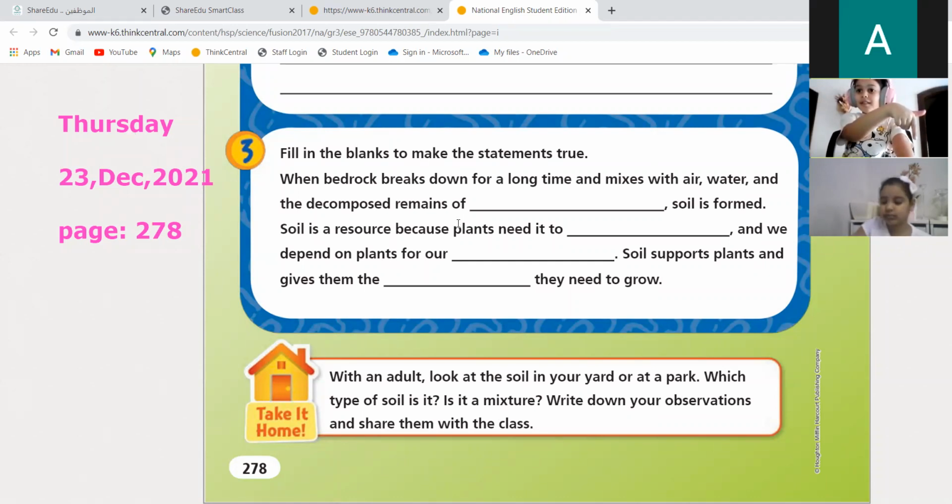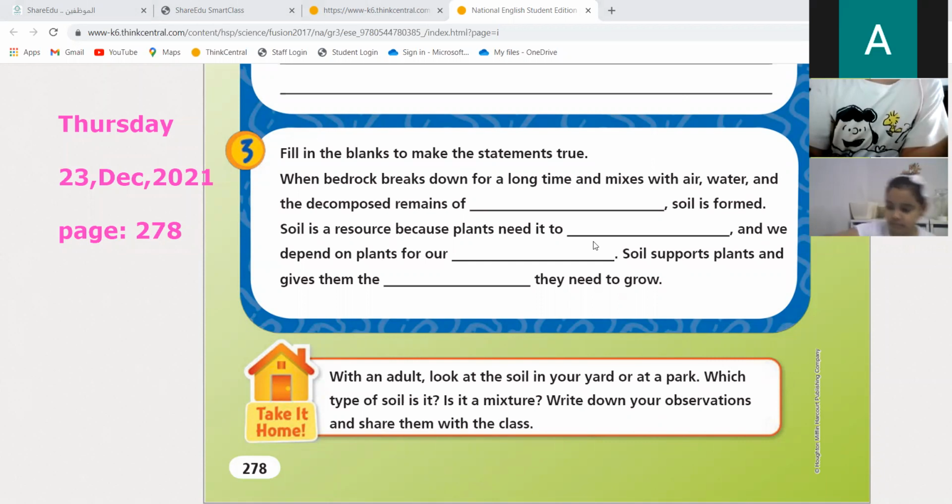Okay, yesterday we did this page, but for those who did not complete, let's do it again. Okay, Habibi? Let's do it again. Miss, I'm already done from this page. I know there are some of your friends who did not finish, ya Habibti. So we will do it again.